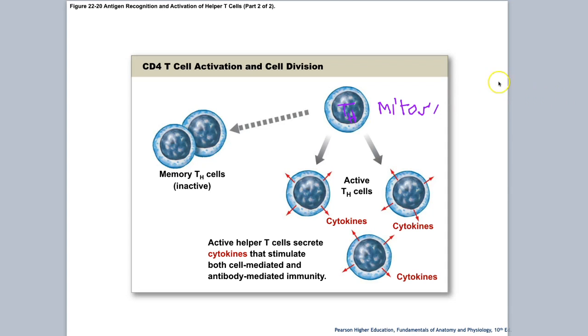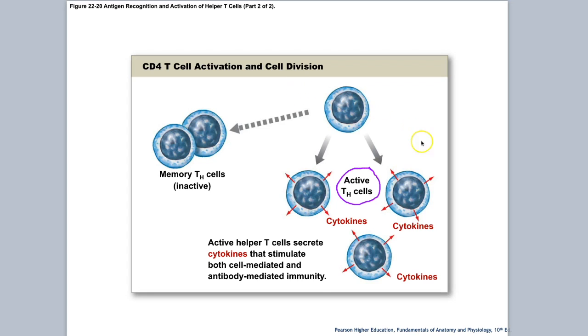Our T cell is going to begin multiplying, lots of mitosis, and we can see it making a whole bunch of active helper T cells. So we're increasing the number of helper T cells that can recognize this particular foreign particle in the body, boosting the number of T cells that can attack this particular pathogen.